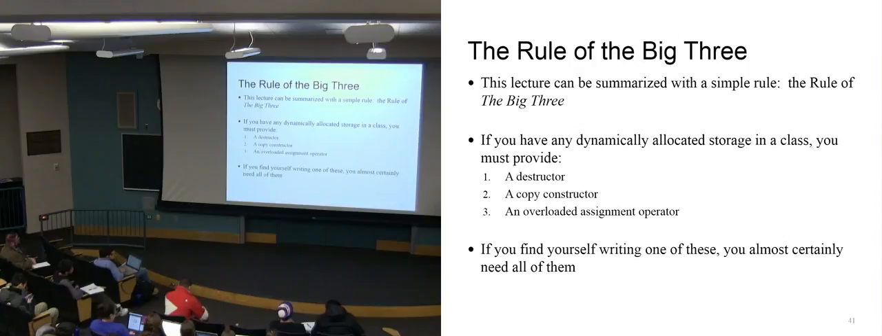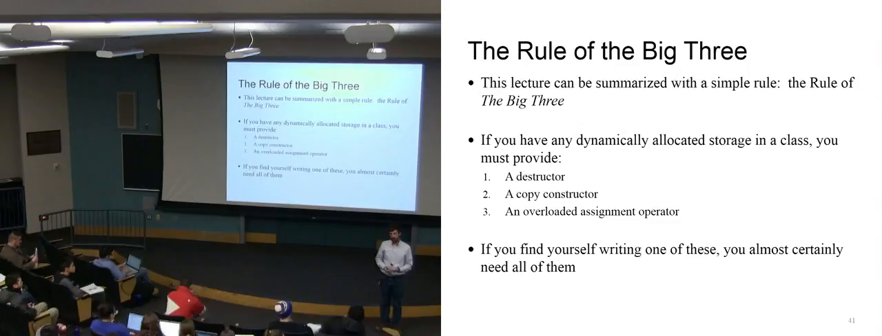So we have learned something called the Big Three. If you have any dynamically allocated storage, in other words, if your class calls new, then you probably need a destructor, a copy constructor, and an overloaded assignment operator. If you find yourself writing one of those, it's almost 100% that you need all three. So here's how to remember the Big Three. A lot of people think, well, I'm calling new, I got to call delete somewhere, where do I do that? Oh yeah, I do that in the destructor, and you get the destructor right. Here's where your memory needs to kick in and say, all right, you just wrote a destructor, you probably need the Big Three. The destructor, the overloaded assignment operator, and the copy constructor.